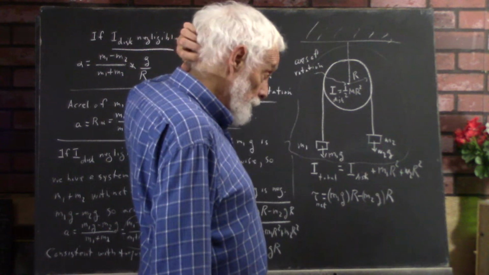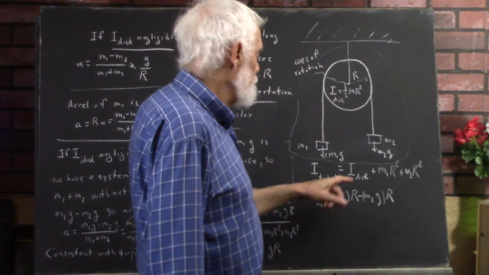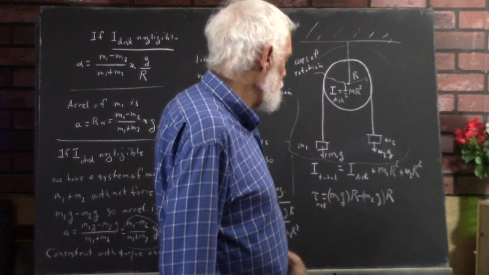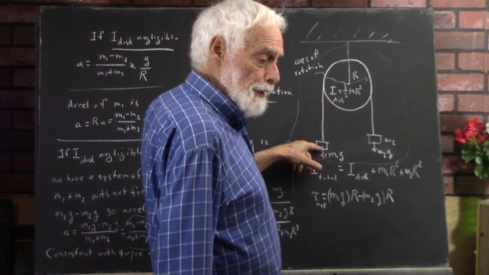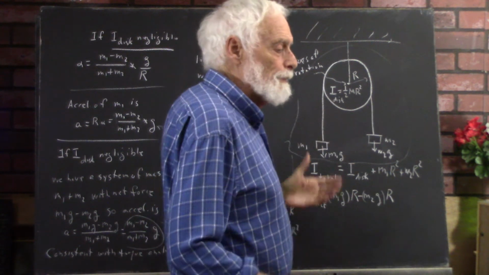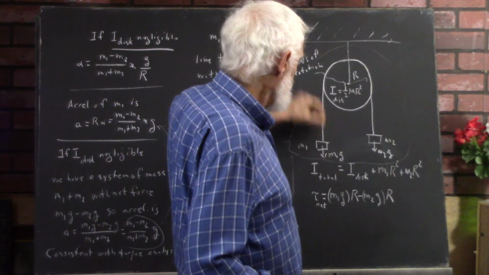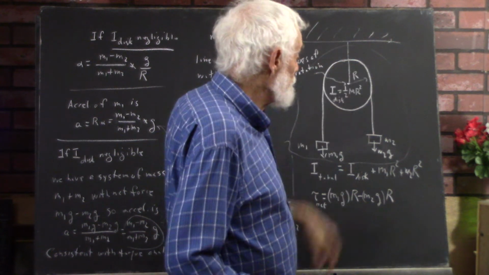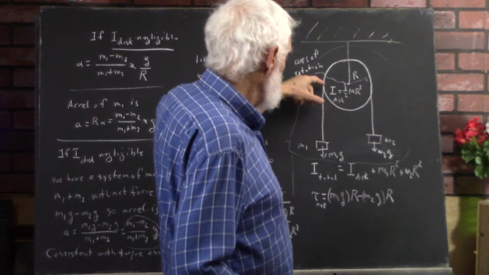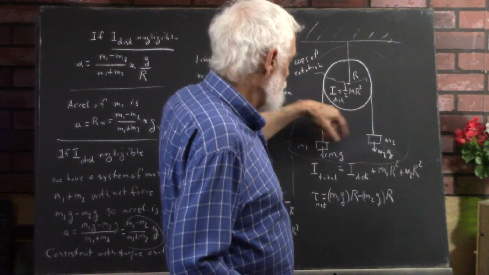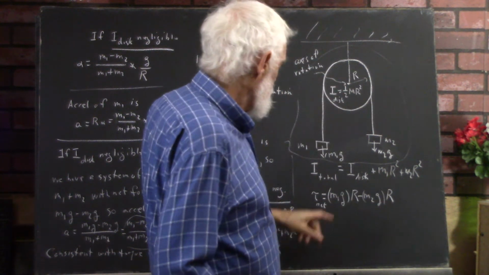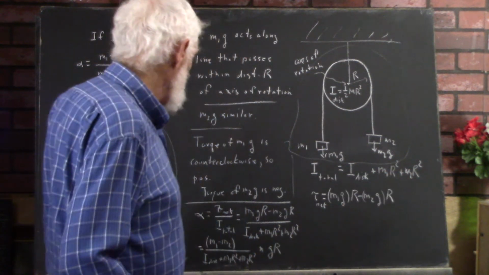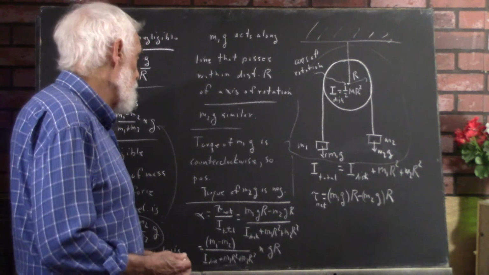We have a total moment of inertia of the disk, which is 1/2 MR squared, plus m1R squared, because this mass has exactly the same moment of inertia as if it was attached right here on the wheel, and this one similarly. So the moment of inertia of this one is m1R squared. The moment of inertia of this one is m2R squared. So there's your moment of inertia of the total system. Okay, now I've already said everything here.